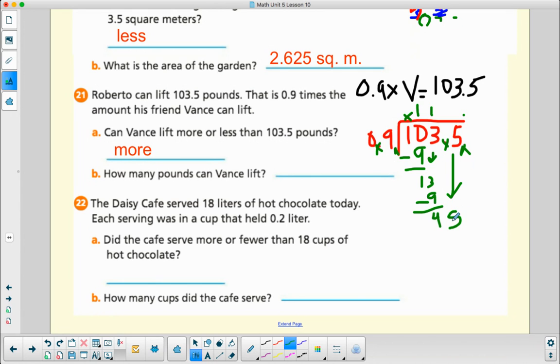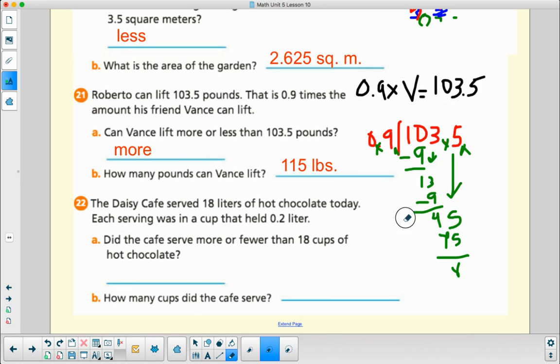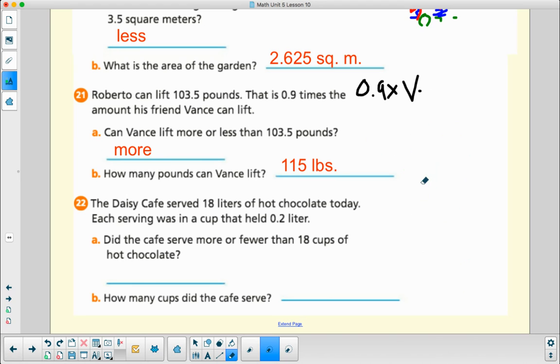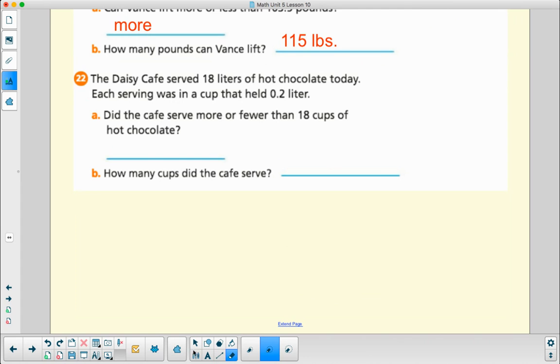There's 5 9s in 45. 5 9s is 45. I have nothing left over. 115 pounds is how much Vance can lift, and that is more than 103 and 5/10, so it makes sense. Less than one group of 115 is going to be less than 115. I'm going to erase that before we do the next one. And if you haven't been doing well on these and you want to retry number 22 before I go over it, that's a great idea.